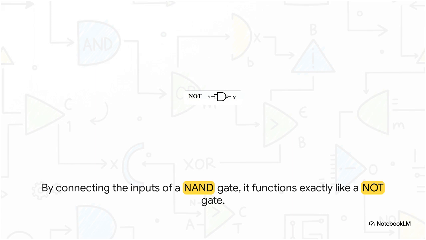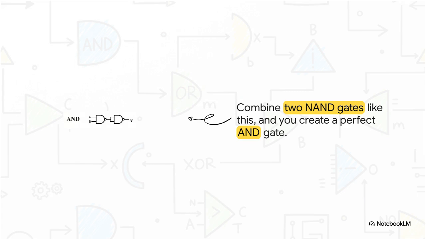Let's start with the NOT gate. How do you make one from an AND? It's ridiculously easy. You just take a NAND gate, and you tie its two inputs together. That's it. Now it acts just like a NOT gate. Put in a 1, you get a 0. Put in a 0, you get a 1. Simple, yeah? Okay, what about an AND gate?